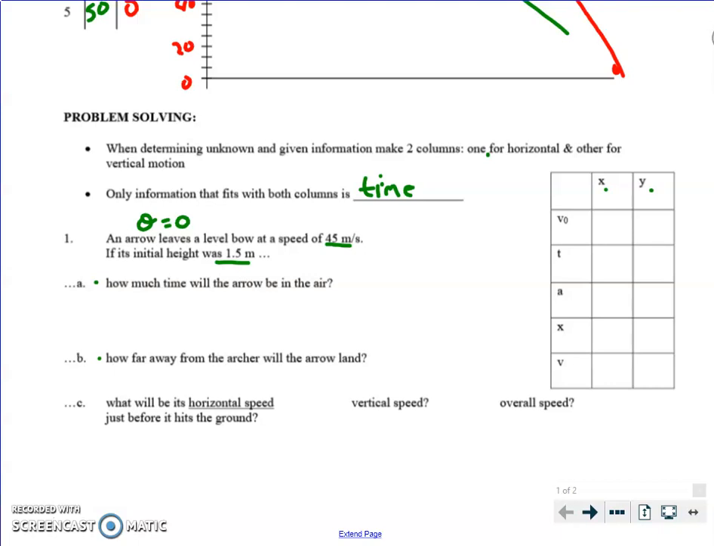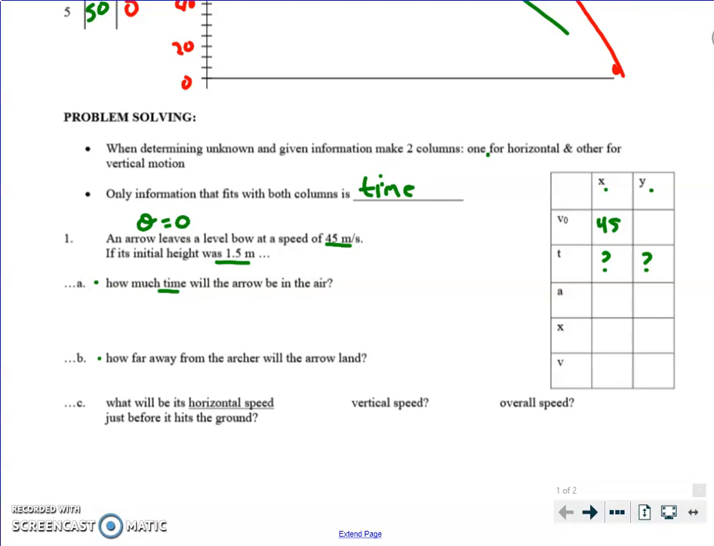So the approach is, all right, first thing, what are we looking for? We're looking for time. So if I go to my table, I have a time, so I could figure out the time maybe by looking at the horizontal motion, or maybe I have to figure it out by the vertical motion. So we don't know that quite yet. So let's look at the information we have. It leaves at a speed of 45 meters per second. So that's clearly initial speed. Now you have to ask yourself, is that a horizontal speed or a vertical speed? Well, since we're firing it level to the ground, that's horizontal. So that's 45.